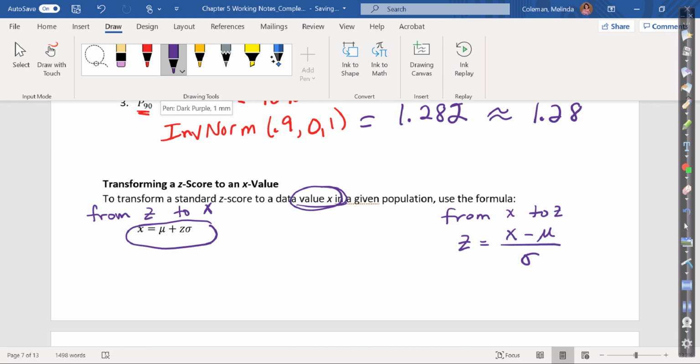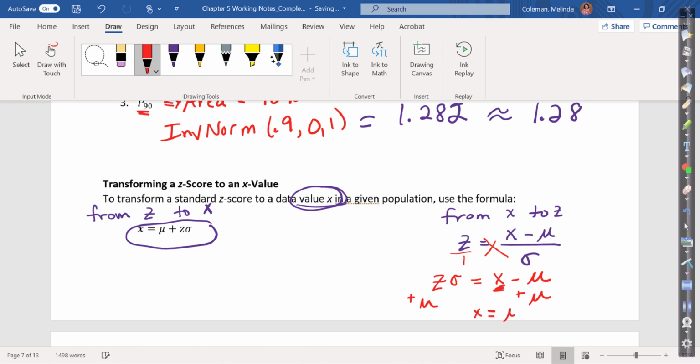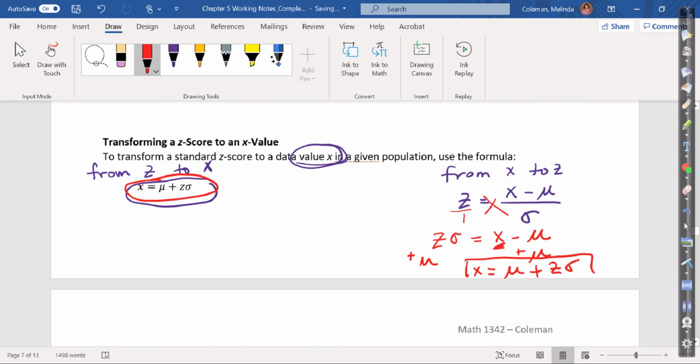And that's a direct reflection of the algebra from here. So if I were to cross multiply, I would have z times the standard deviation equals x minus mu. I want to get x by itself, so I'd add mu to both sides. And x is indeed equal to mu plus z times standard deviation. So that's where the formula comes from. So direct change in the formula from z to x and x to z. They're inverses of each other. They're opposites.